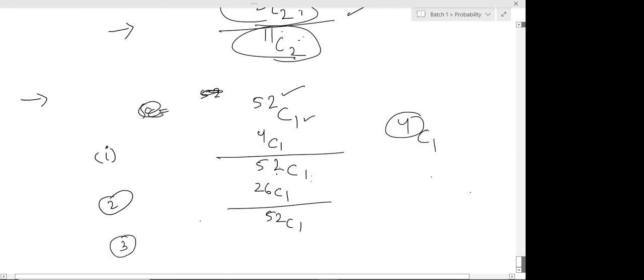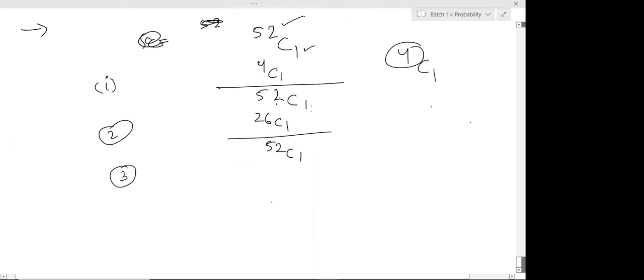In the third part, they are saying either red or king. Again, 52C1 is the denominator. Either red. So first, let's calculate red cards: 26 red cards, 26C1. Or means plus king. Now see, when we calculated 26C1, we already counted two kings, the two red kings. Now only two is left, 2C1. Clear? Yes, sir.